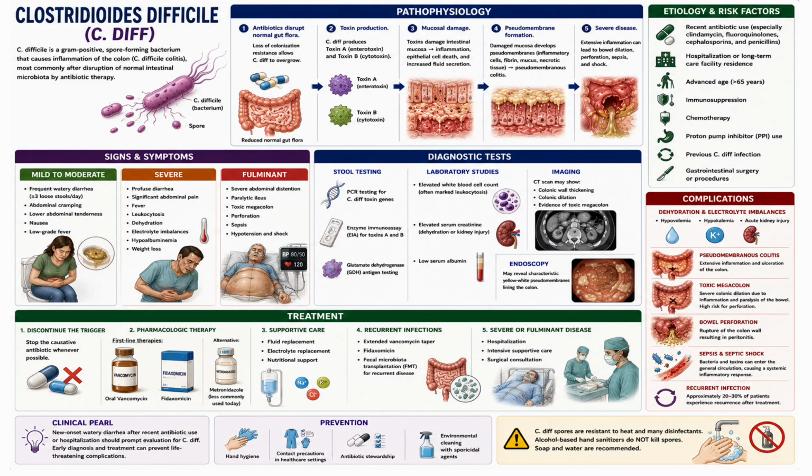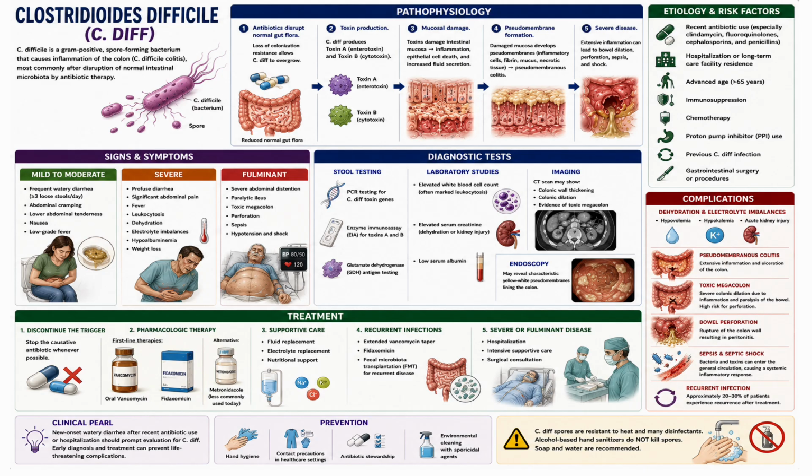diff. C. diff is a gram-positive spore-forming bacterium. We see this very commonly in the healthcare system. It causes inflammation of the colon, most commonly after antibiotic therapy, because antibiotic therapy with broad-spectrum antibiotics tends to disrupt the normal intestinal flora. And this allows C. diff to overgrow and release toxin A and toxin B, which basically damage the intestinal mucosa.